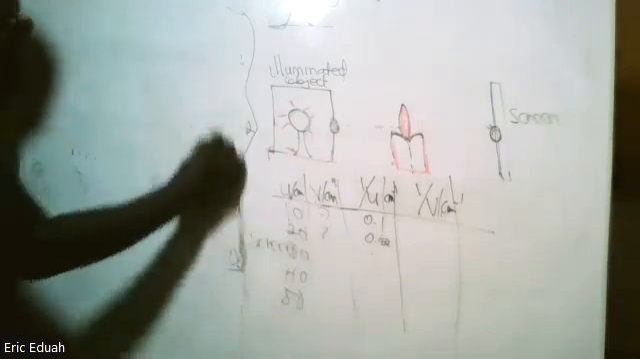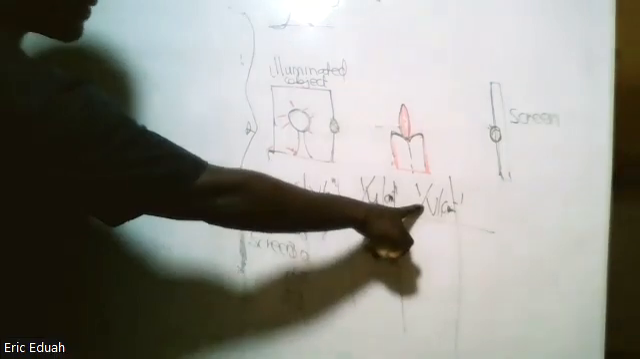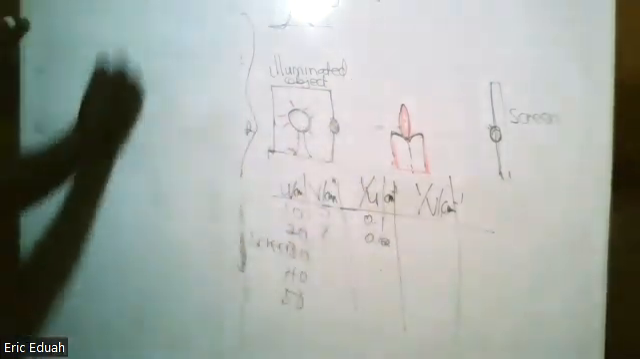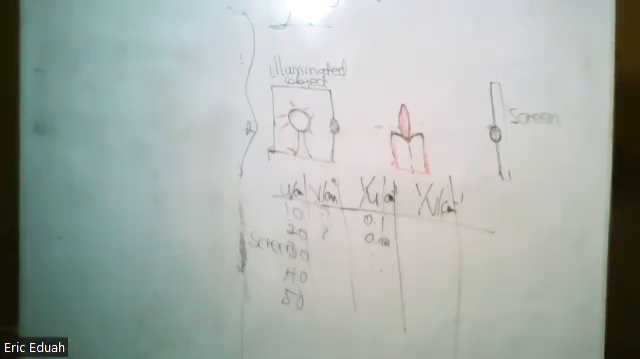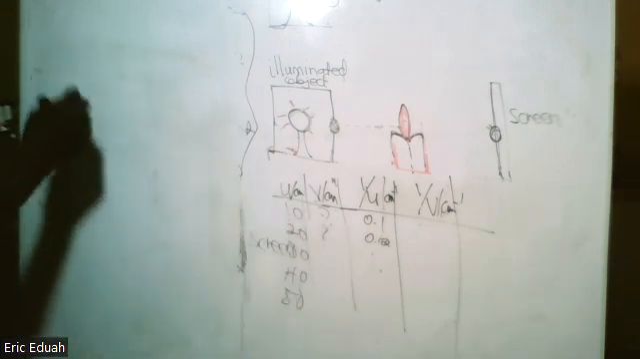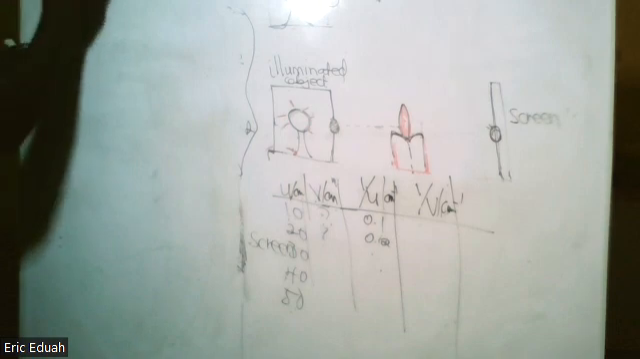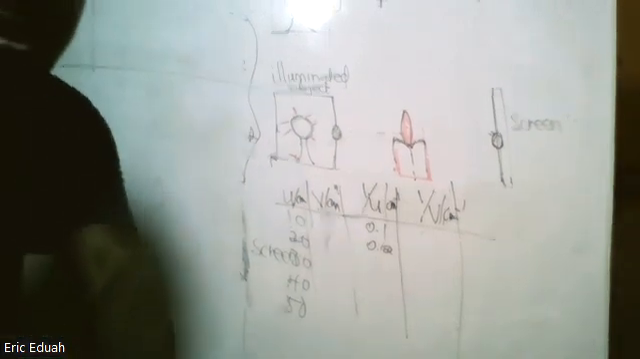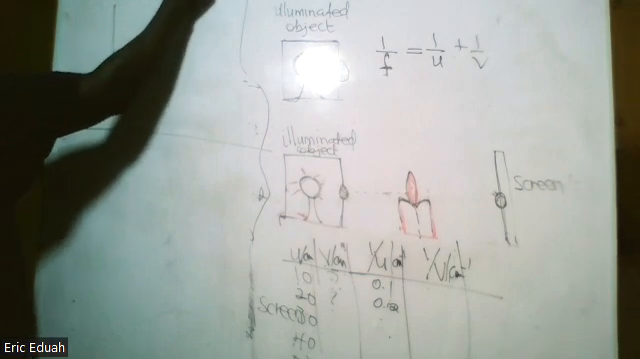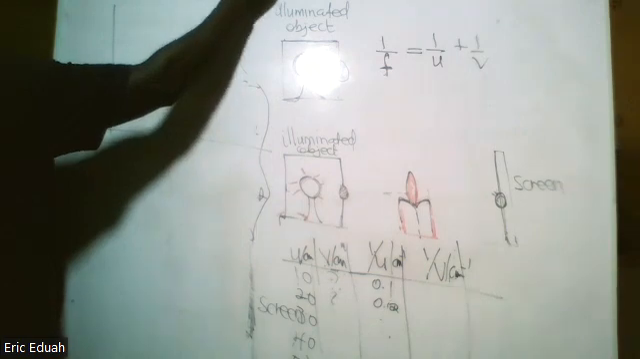When you finish getting values for U and V, you plot a graph of 1 over V against 1 over U. Don't forget, in our graph work, the vertical axis is always the dependent variable, and the independent variable is at the x-axis. So you plot a graph of 1 on V against 1 on U. Is that okay?